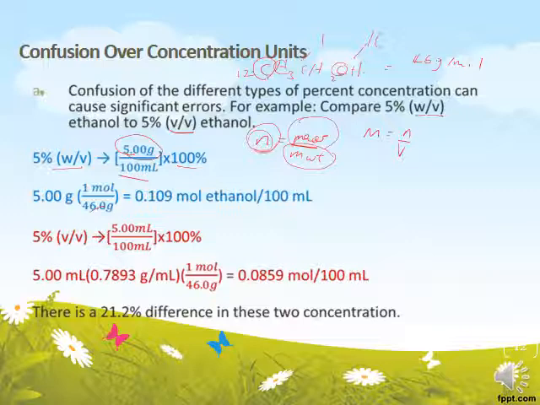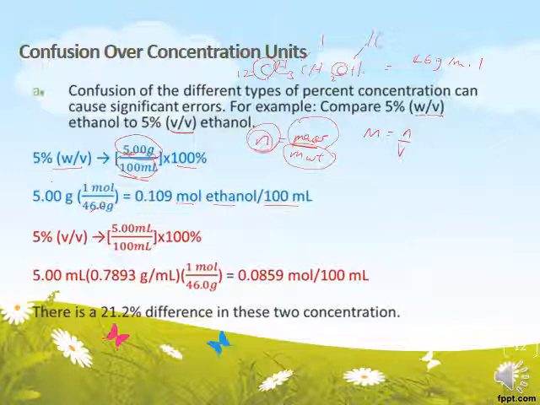So mass divided by molar mass, we get number of mole, which is 0.109 mole of ethanol in 100 ml of solution here. So we leave it as it is first.